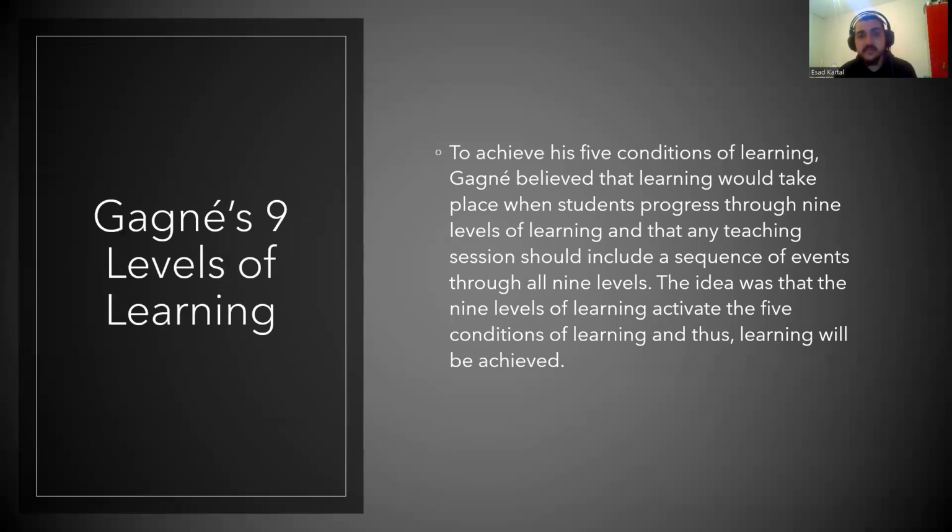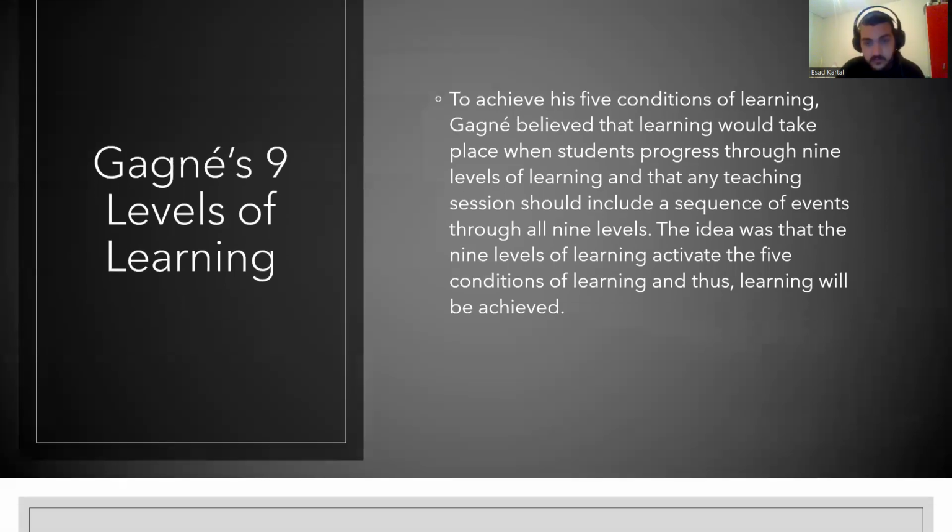So, the last thing we're going to mention is Gagné's 9 levels of learning. To achieve his 5 conditions of learning, Gagné believed that learning would take place when the students progress through 9 levels of learning, and that any teaching session should include a sequence of events through all 9 levels. The idea was that the 9 levels of learning activate the 5 conditions of learning, and thus learning will be achieved. So these two are kind of intertwined.